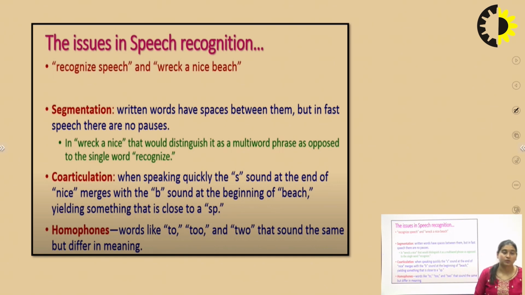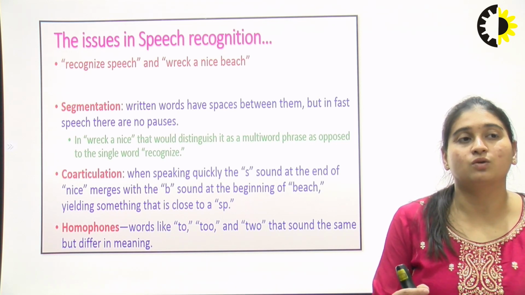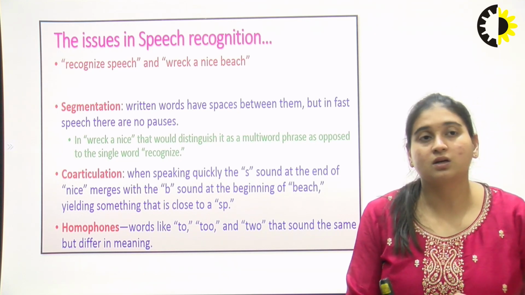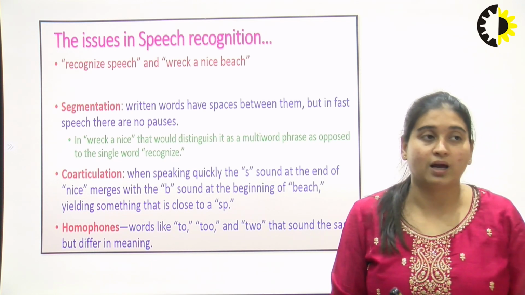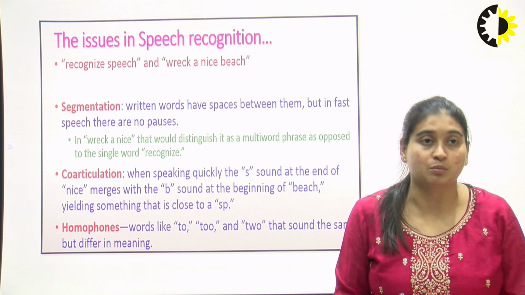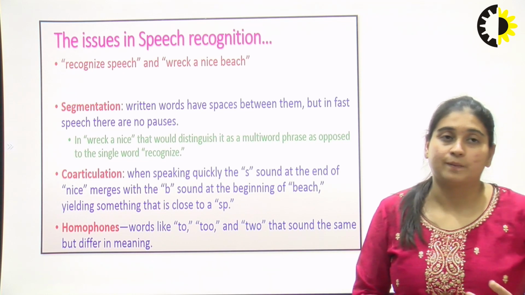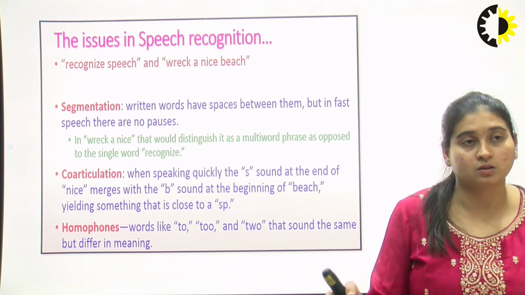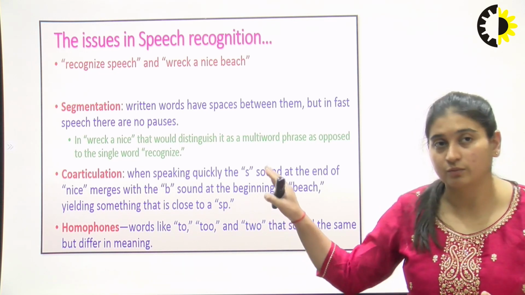Then co-articulation. Co-articulation means that when speaking quickly, the S sound at the end of "nice" merges with the B sound at the beginning of "beach". So the end sound of a particular word merges with the starting, or you can say the beginning, sound of the other word. It is referred to as co-articulation. So here I have mentioned an example. This is just an example.